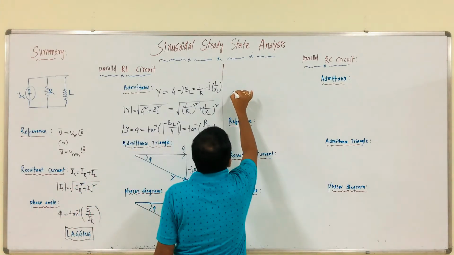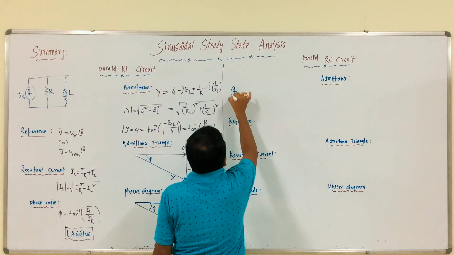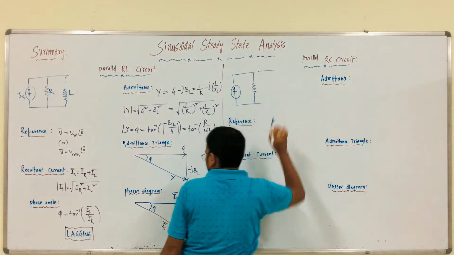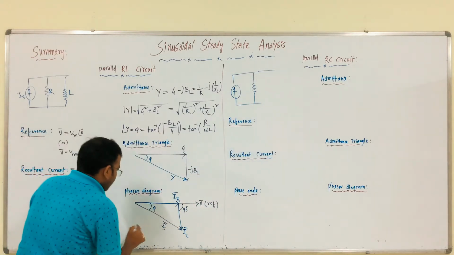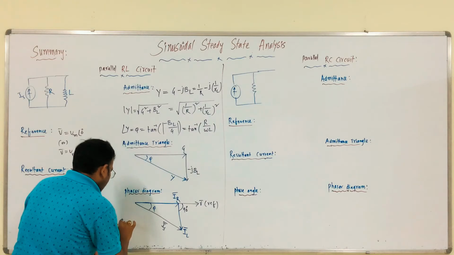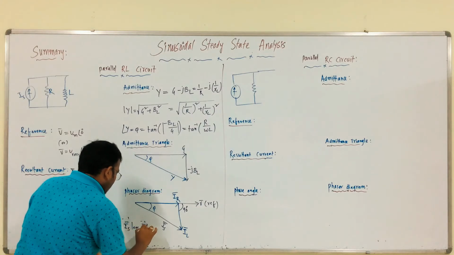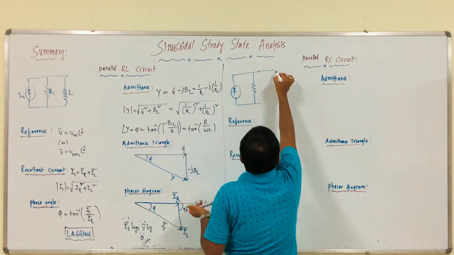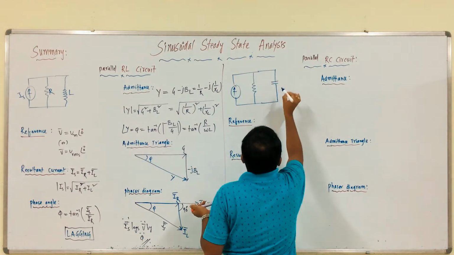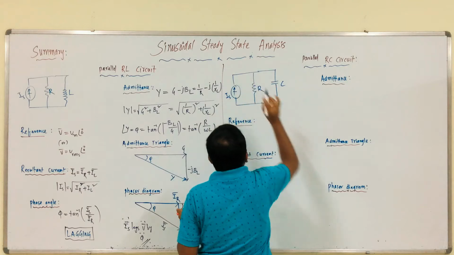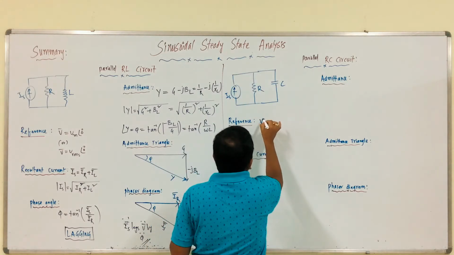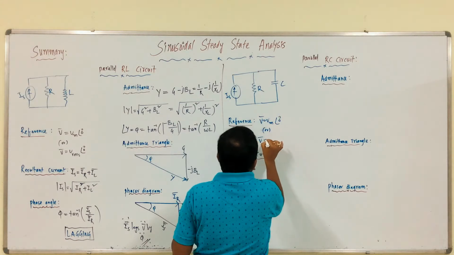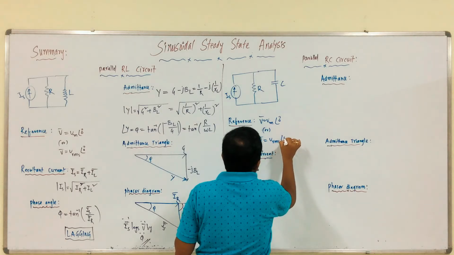Coming to this, here you can write always current lags, IS lags E by phi, right? Next, C R, this is IS. Here the reference is the same, right? VM at an angle 0, or V equals VRMS at an angle 0.